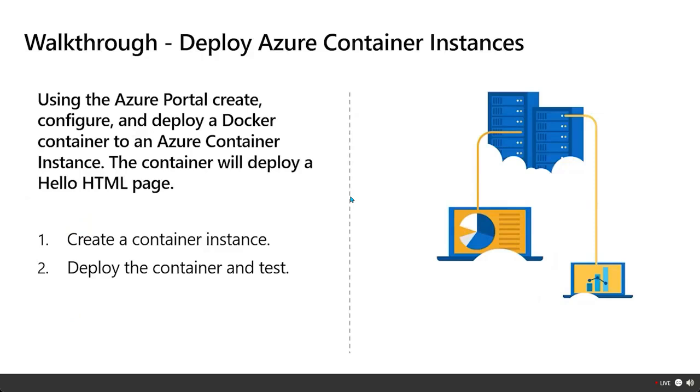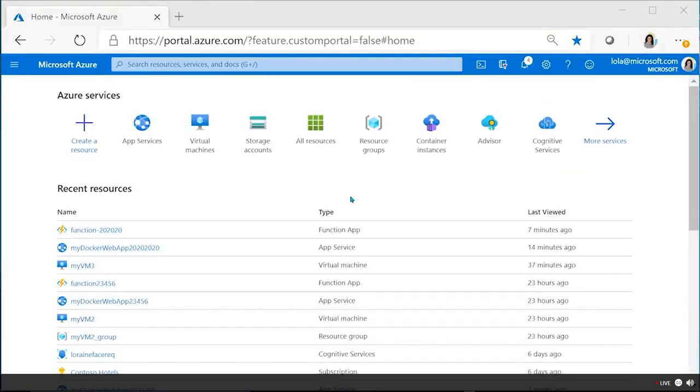We are going to go back into the portal to deploy an Azure Container Instance. Configure and deploy a Docker container to an Azure Container Instance, and it's going to display a hello message on an HTML page. We're back in the portal, and we're going to create, configure, and deploy a container instance using Azure Container Instances. The container itself is a Welcome to ACI web application that displays a static HTML page. Let's get started.